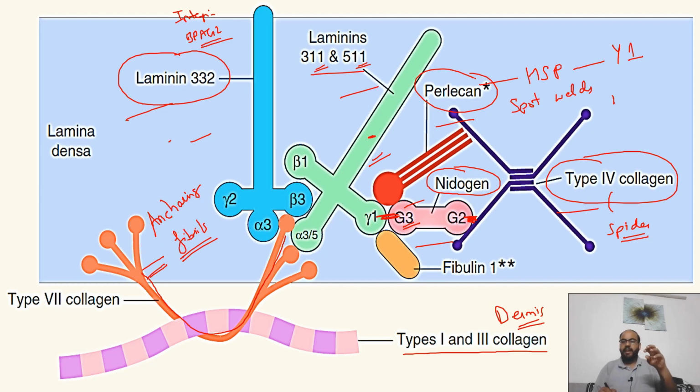And since lamina densa has laminins, which is attached to integrins and bullous pemphigoid antigen 2, this is how the basal cell gets attached to the dermis. Let's move forward.